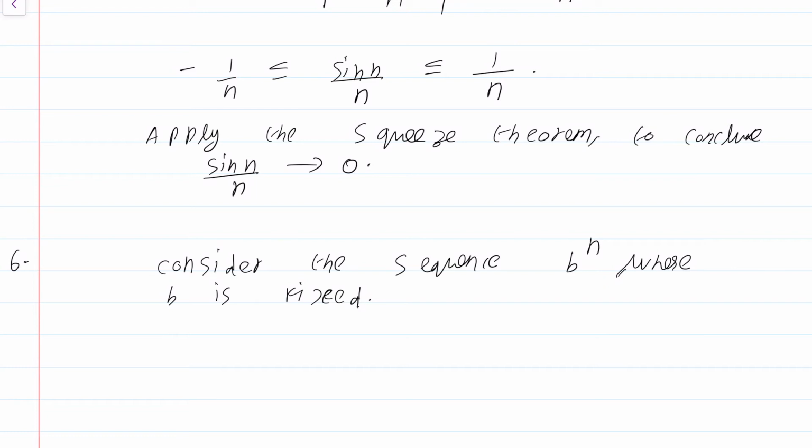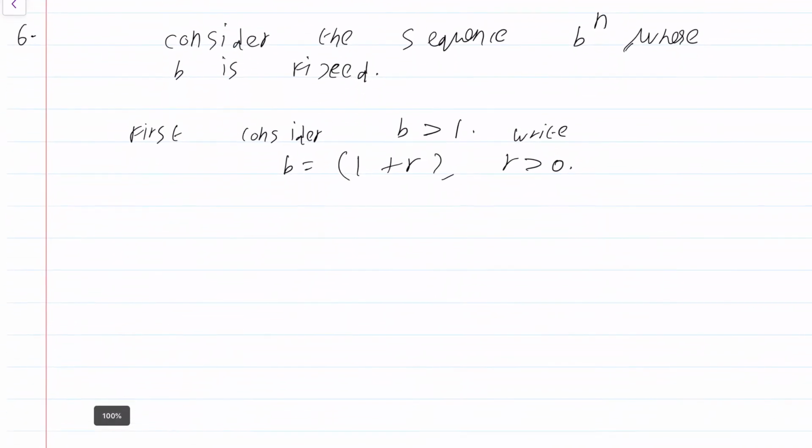Okay. To see precisely what happens, first we will consider b greater than 1. The case b equal to 1 is the simplest. It's just going to be 1, 1, 1, 1, 1. It converges to 1. Consider the case b greater than 1. What I do is write b as 1 plus r, where r is greater than 0. I can do this because I'm assuming b is greater than 1.